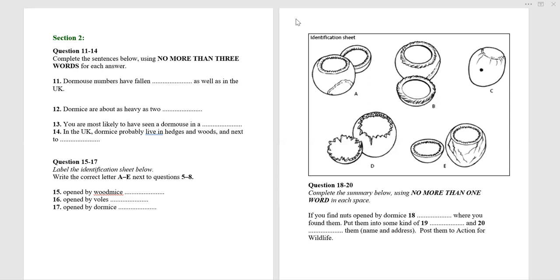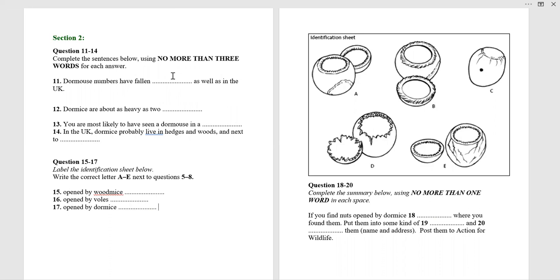So basically, when they're talking about the dormice, they are saying that numbers have fallen, and as well as in the UK, as written here, in the conversation they were saying not just in the UK, but across the world. So dormouse numbers have fallen across the world is our answer, as well as in the UK. But here UK is in the second place in the conversation. UK first they said, and then they said across the world as well.